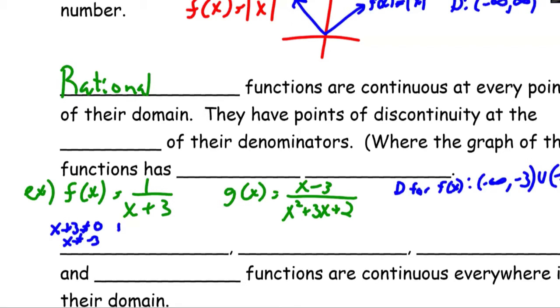It's undefined. Why is it? What's happening on the graph that makes it undefined? It's a point of discontinuity, yes. So it's not in its domain, so it's going to be a point of discontinuity. What kind of discontinuity is it?